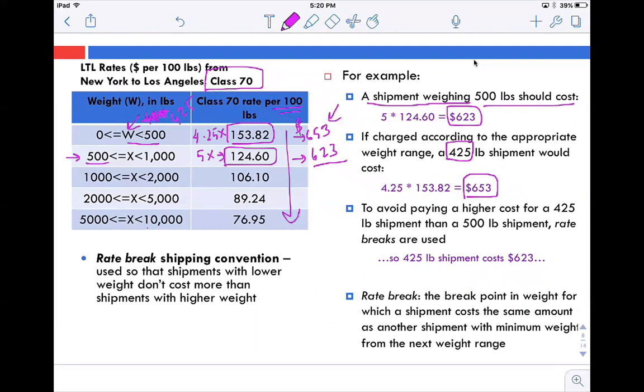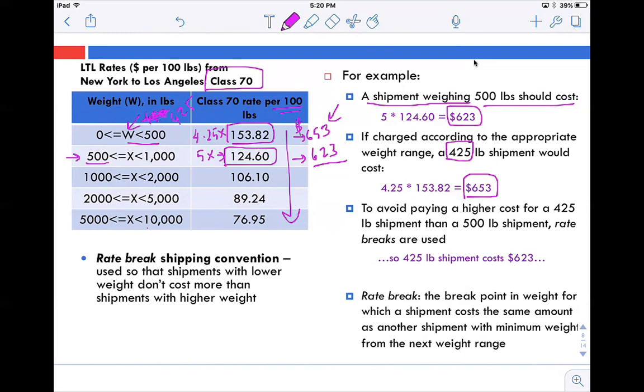In order to highlight the fact that I should not be paying more if I'm sending less, we have to use the rate break shipping convention. We use rate breaks to adjust these price differences. I hope the motivation is clear here.